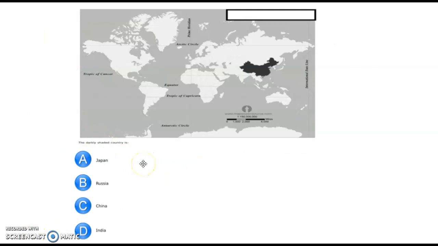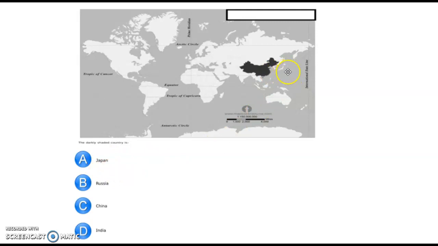The next question that you would have had on your test would have shown you this map right here. The question asks, the darkly shaded country is. So you're looking for this country that is shaded in the dark black shade right here. The correct answer for this one is C, China. This shaded area here is China. Japan is right here next to China.